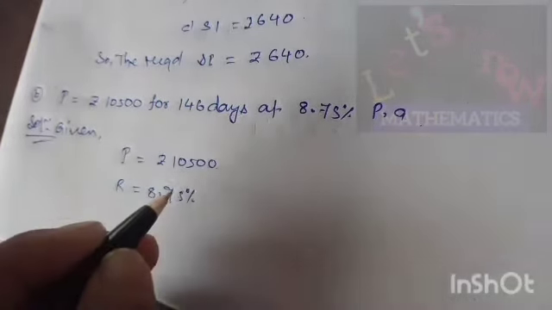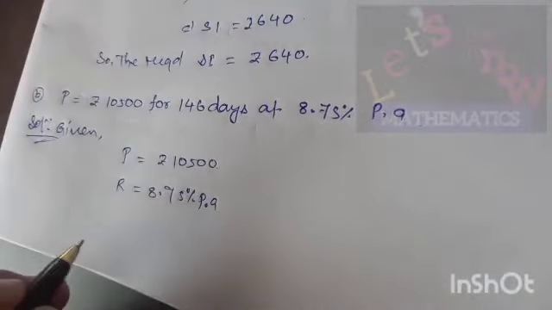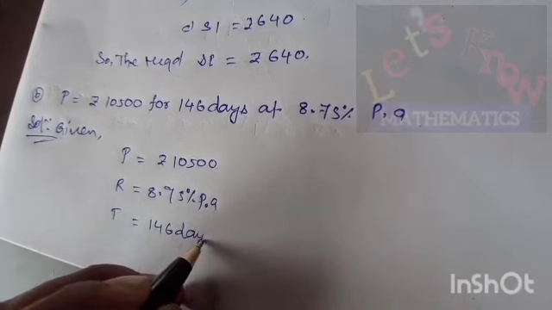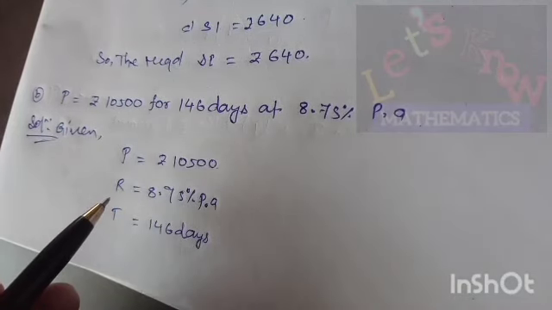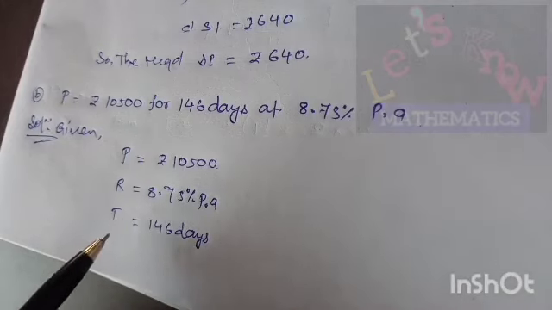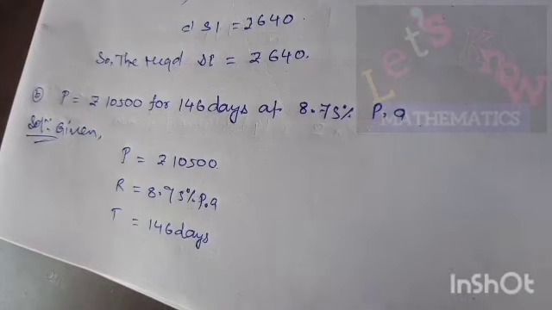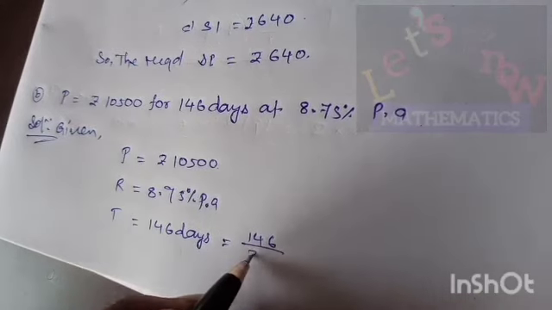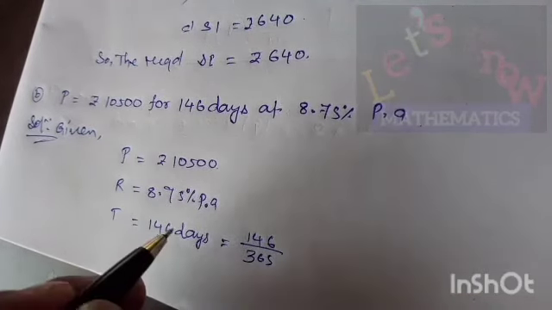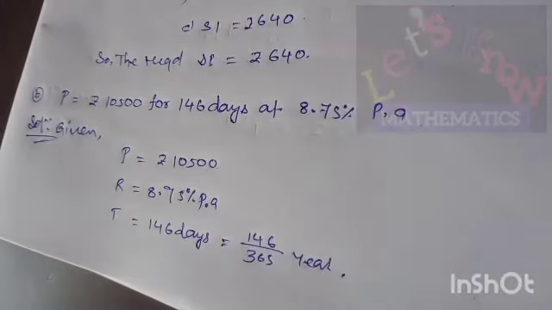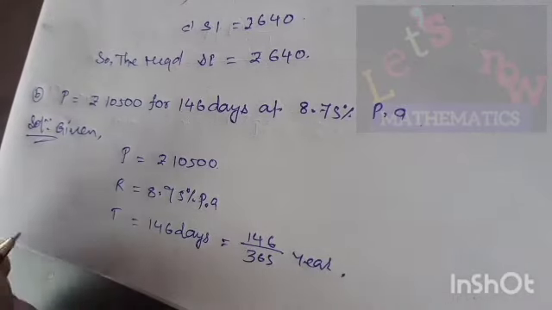8.75% per annum. Then time is given how much? 146 days. Now see, the rate of interest is given per annum, that means yearly, and the time is 146 days. That means we have to convert it into years. So what will be 146 by 365 days? If we divide it, we will be getting the time in years. Very simple.